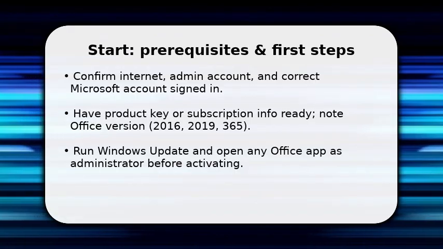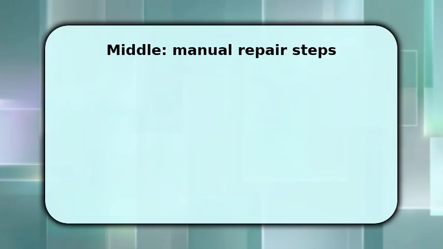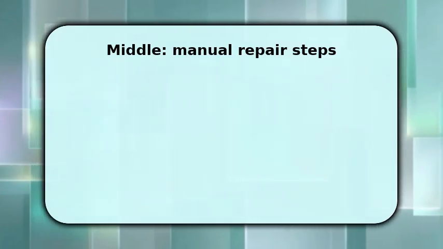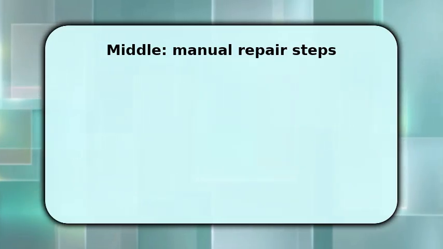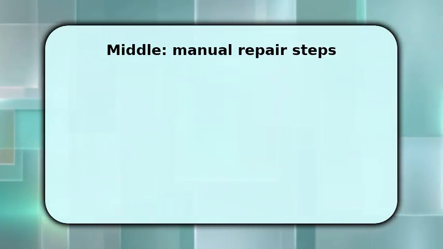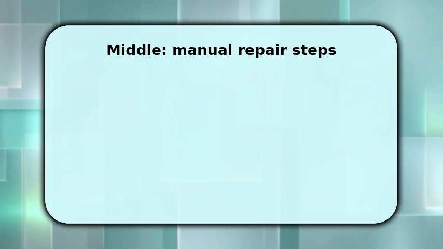First, run a quick repair from Programs and Features, and if that fails, choose Online Repair because it reinstalls core activation components. Then open an elevated command prompt and run the Office licensing script to view status.